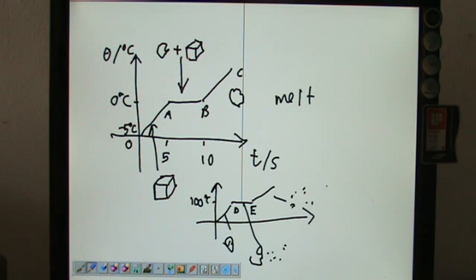So this is something about specific latent heat of fusion and vaporization. This one is the absorbing part, absorbing heat. Of course, there's another chart going down for both, which we will discuss later.